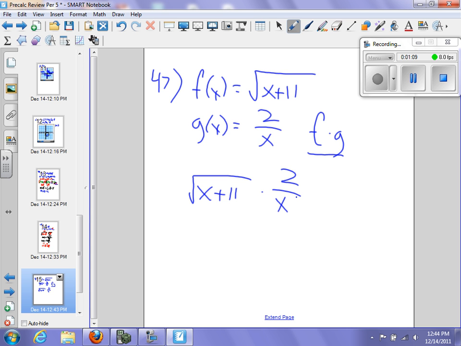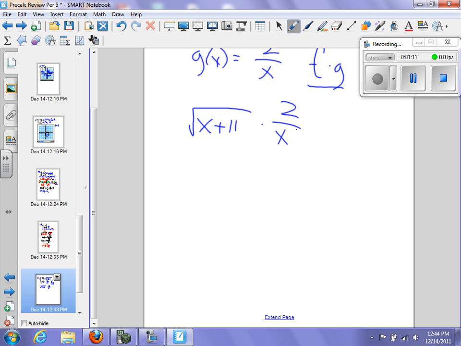So how do I do that? Well, let's pretend here for a minute that this is the square root of x plus 11 over 1. So I just made it into a fraction. Right? And if I'm multiplying fractions, then I just multiply straight across. So I have 2 radical x plus 11 over x. And I don't think I can go any further than that.